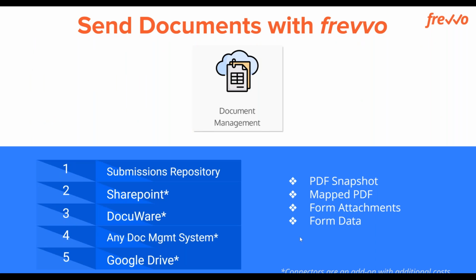So that takes us into today's agenda, which is sending documents with Frevo. And when we say documents, we're talking about several different types of documents. So we've got the PDF snapshot, which is a built-in PDF of your form that Frevo provides for you. You can also map PDFs.